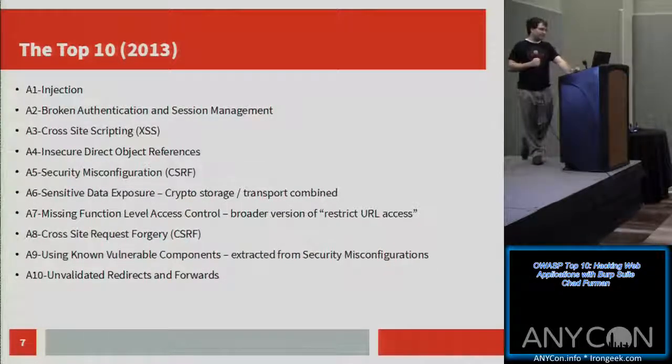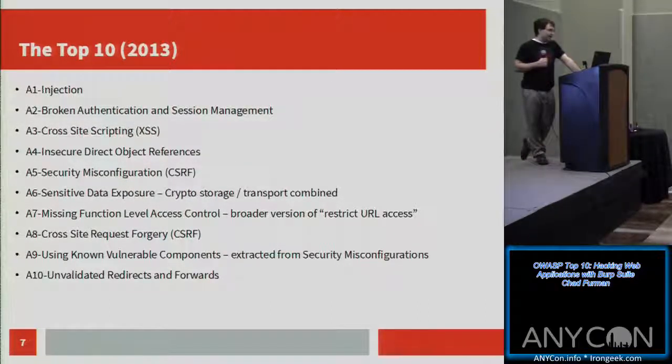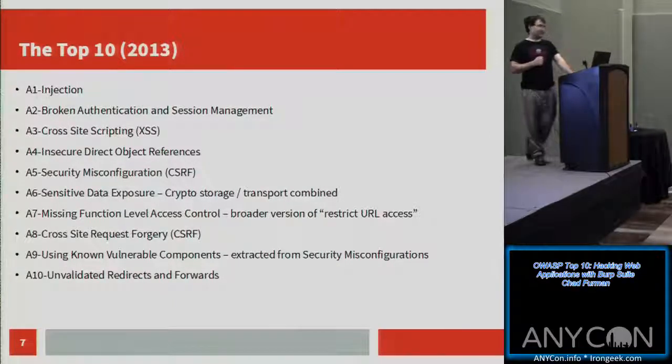So in 2013, it changed very slightly. The general idea is that all the things are still kind of the same, but sensitive data exposure, right? That's kind of now a combination of at-rest and in-transit crypto. Missing function level access control, like I said, expanded. Components with known vulnerabilities was explicitly extracted from security misconfigurations because people do that. Update your stuff.